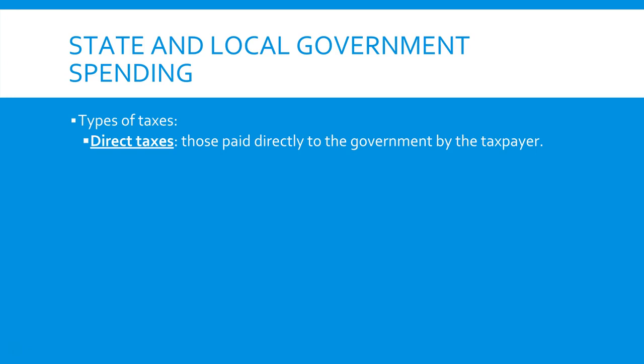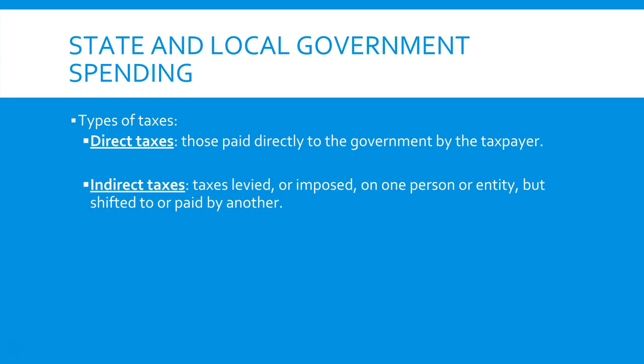So direct taxes, those are taxes paid directly to the government by the taxpayer. An example of direct taxes would be income taxes. Indirect taxes are taxes levied or imposed on one person or entity, but shifted to or paid by another. Indirect taxes, an example would be when we pay sales tax when we buy something in the store.